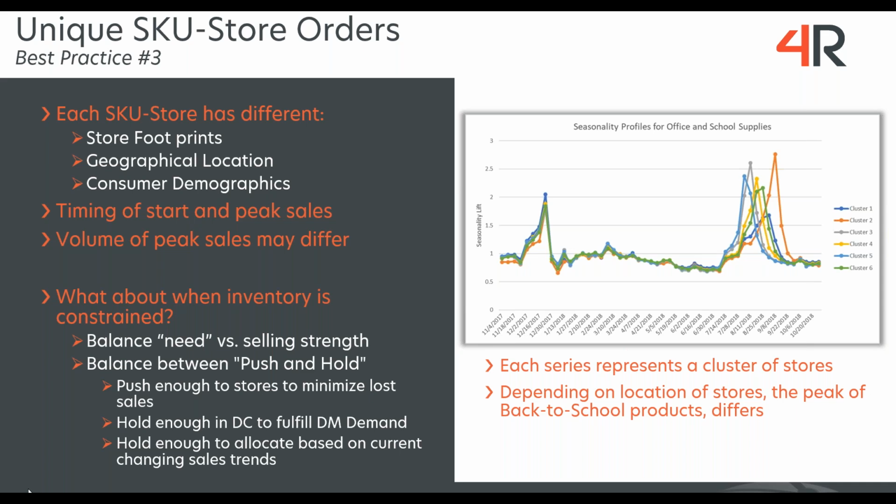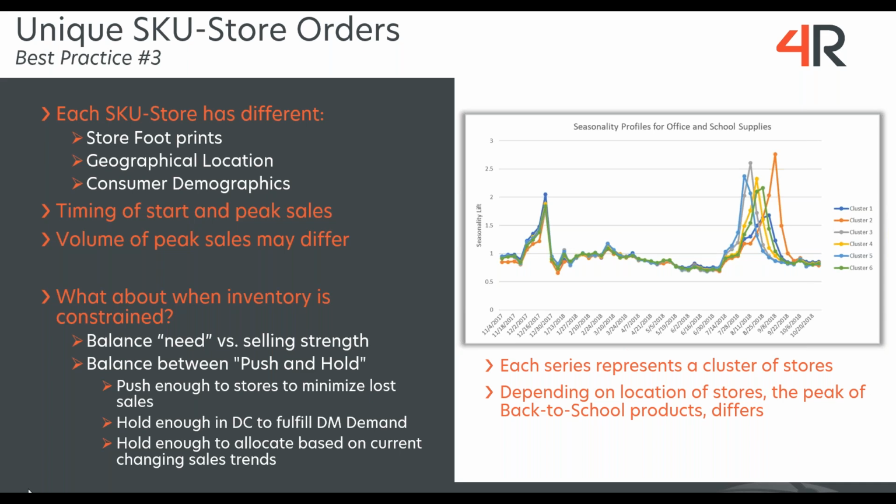You'll notice that the peak demand is almost the same level for each group, but the timing of when that peak occurs is what differs. Depending where the stores are located, school begins at different times of the year and should be considered in your allocation model to ensure the inventory is in those stores in time for its specific peak demand.